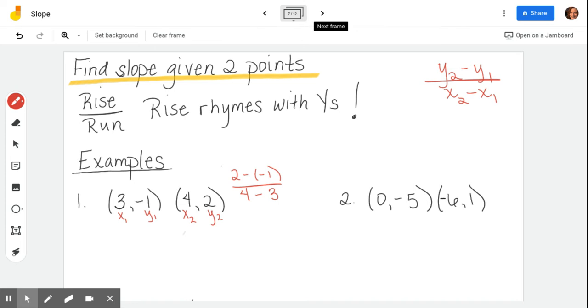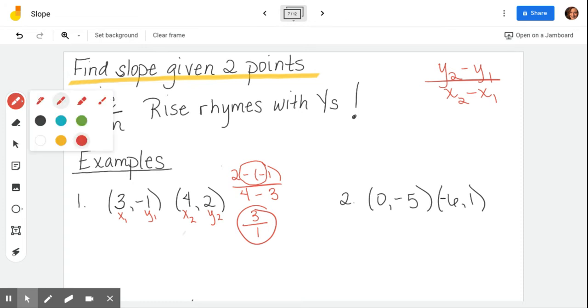On the top, there's a face problem. If you're one of my students or you've watched my videos, you've heard me talk about face problems. I'm going to replace the face with a plus. So that becomes 2 plus 1, which is 3. And on the bottom, 4 minus 3 is 1. My slope is 3.